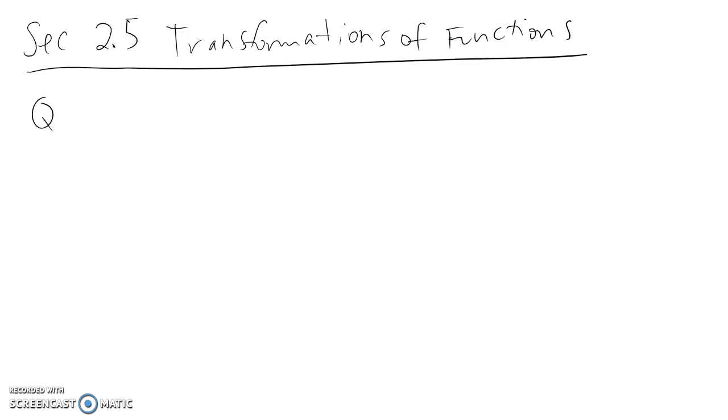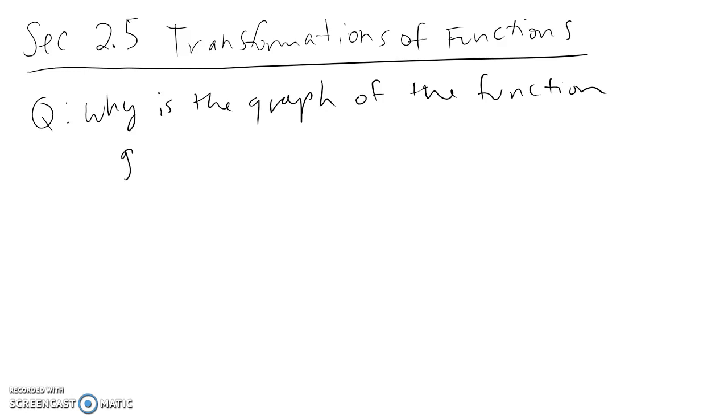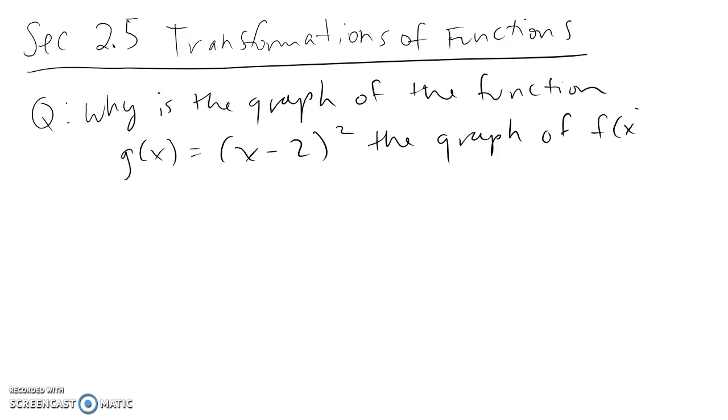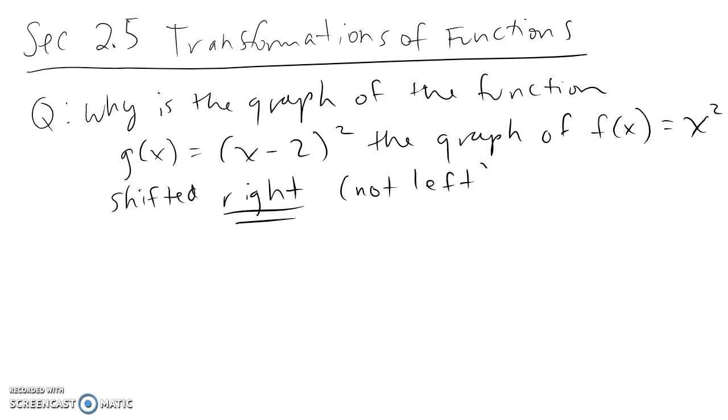The first question that I often get is, why is the graph of the function g of x equals x minus 2 squared the graph of f of x equals x squared shifted right 2 units and not left, right?